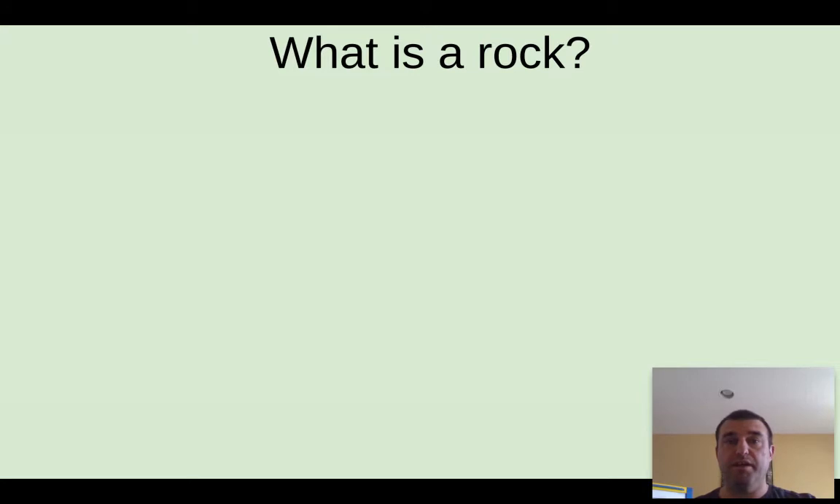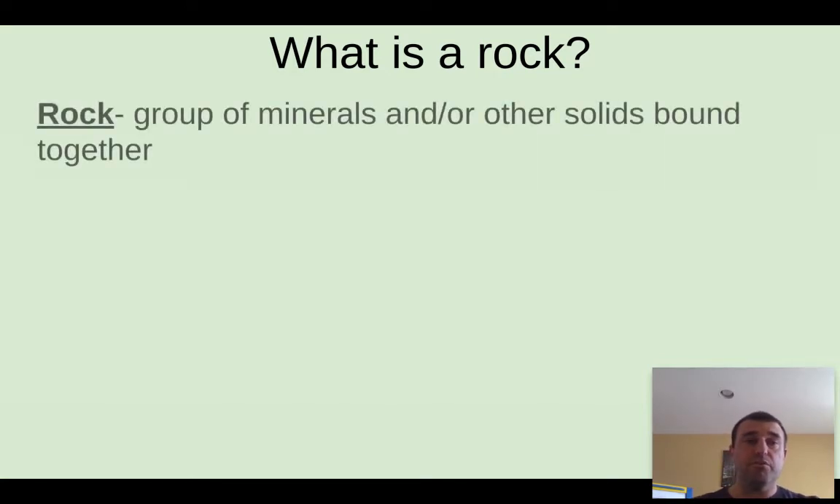So a rock could be man-made, a rock can also not be crystalline. So you can have a rock that's totally made up of glass. Even though we don't consider glass a mineral, we would consider a type of volcanic glass like obsidian to be a rock. So what is a rock? It's a group of minerals or a mixture of minerals and other solids that are kind of stuck or bound together.